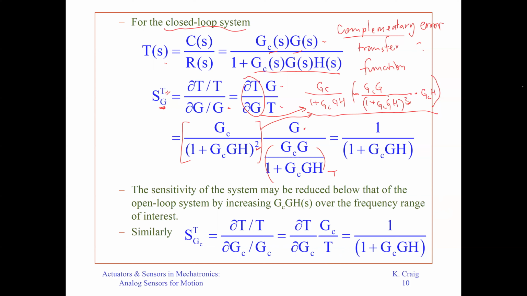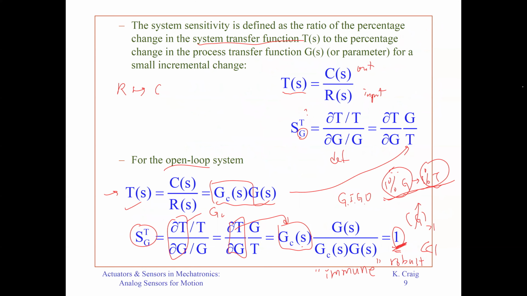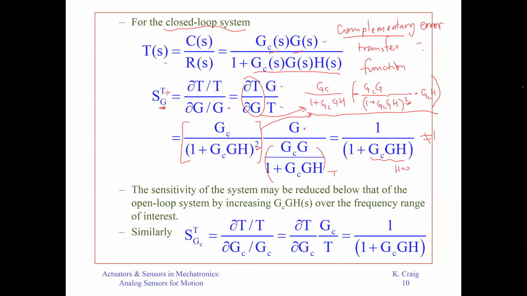It's 1 plus GC G H, 1 divided by this. Isn't this interesting? So, in other words, this is not 1 at all. It's not 1 because of this term. Of course, you can say, if my H is zero, it means I have a broken line in here, so it's the same as open loop. So we don't consider that. It's not zero, it's closed loop.